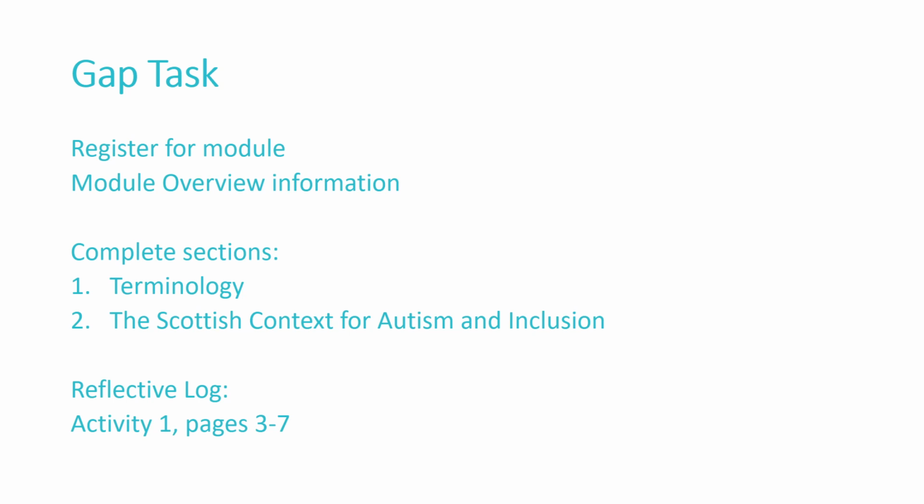After each session, participants will be asked to complete a gap task in advance of the next session. Information within the module is most suitably accessed as a solitary reading activity in preparation for the group sessions, which should aim to involve more discussion and reflection. At the end of the first session on terminology, participants are guided to read the module content on the Scottish context for autism and inclusion in preparation for this session, Session 2.